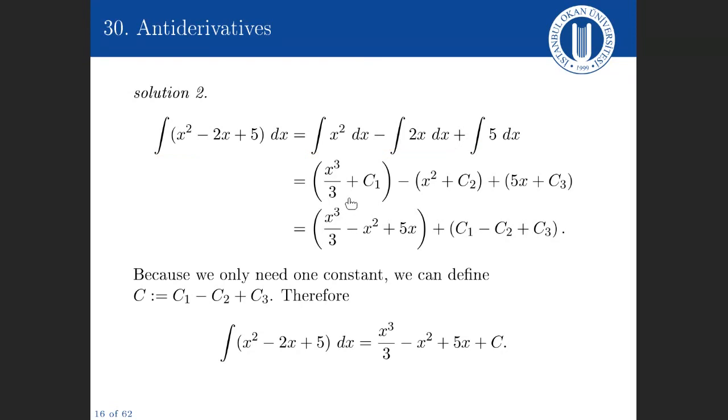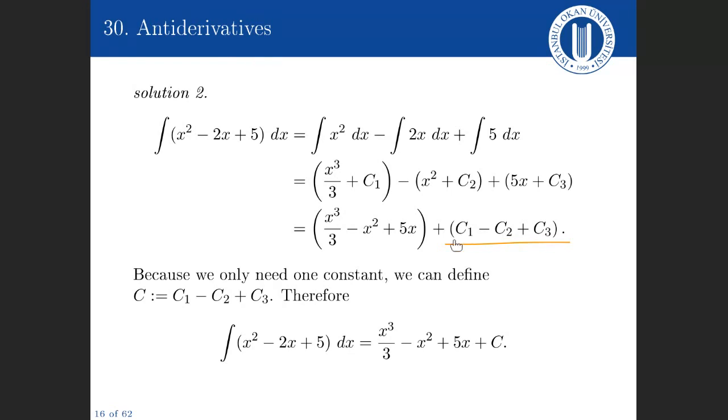The first one, we would have x cubed over 3 plus some constant, which I'm writing as c1, minus x squared plus some constant, which I'm calling c2, plus 5x plus some constant, which I'm calling c3. Rearrange these and we put all the constants at the end. But remember, I said we only need one constant. We don't need to have three different constants here.